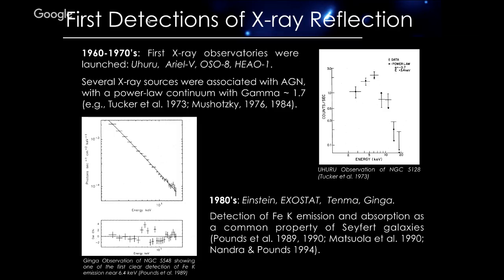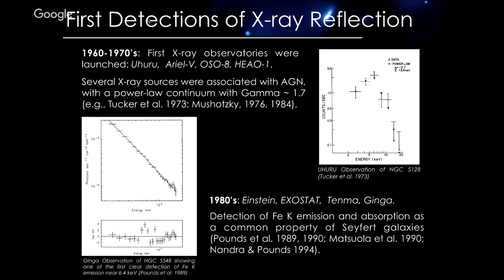sensitivity in the detectors to observe X-ray sources that were identified spatially with galaxies. People understood immediately that this emission, the X-ray emission, was coming from these galaxies, most likely from the nucleus of the galaxies. So that's what we refer to as active galactic nuclei, or AGN.